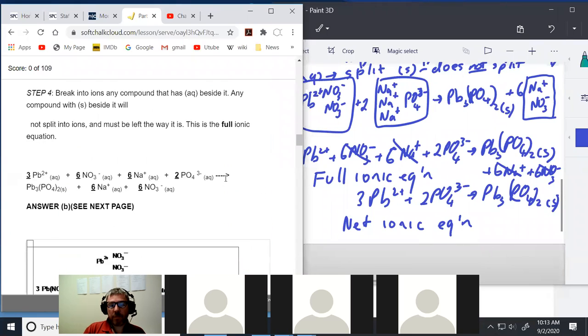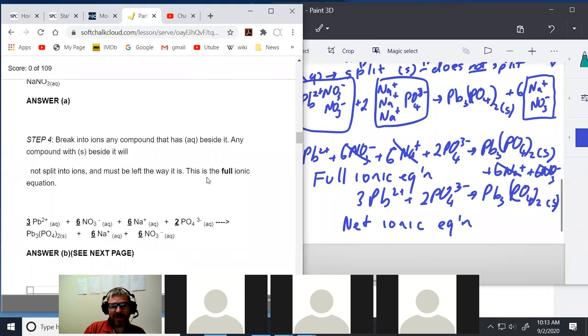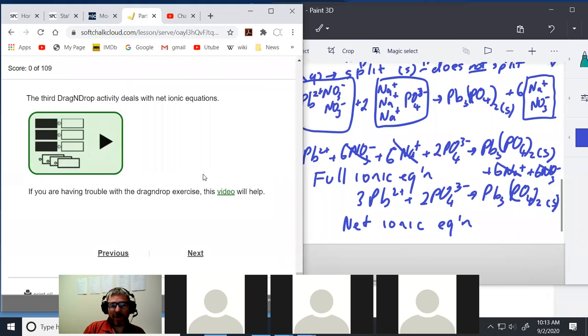The full ionic equation is kind of just a FOIL method of the whole equation, right? You're just foiling it out. Oh, you can look at it that way, yeah. Whatever floats your boat.